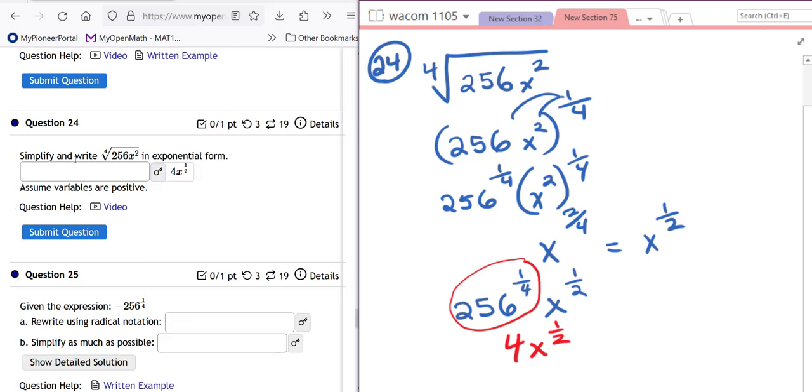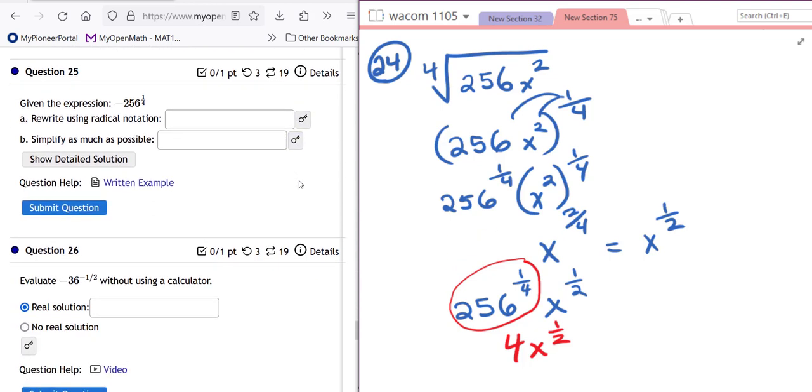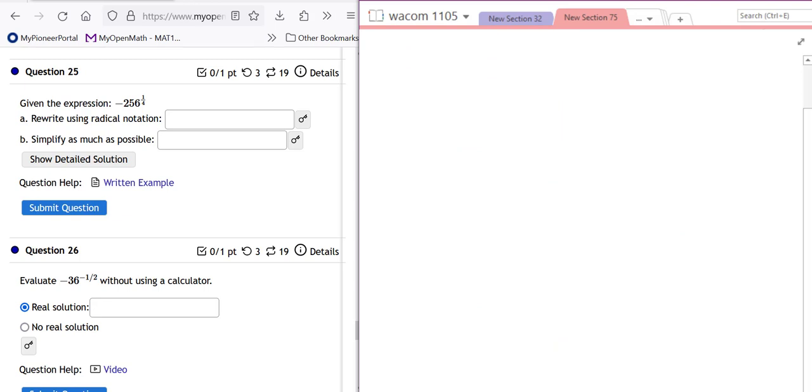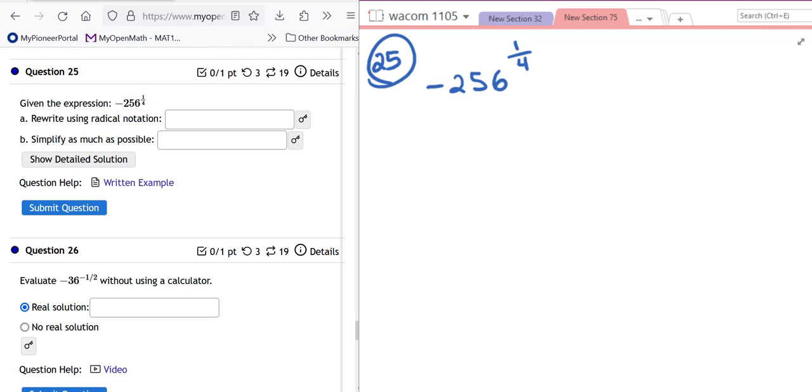And it says write in exponential form, so they wanted the exponent on there. All right, 25. Negative 256 to the 1/4. Now, something you have to look at very closely here, which goes back to exponents, is the negative does not get to go to the power unless it's in parentheses.